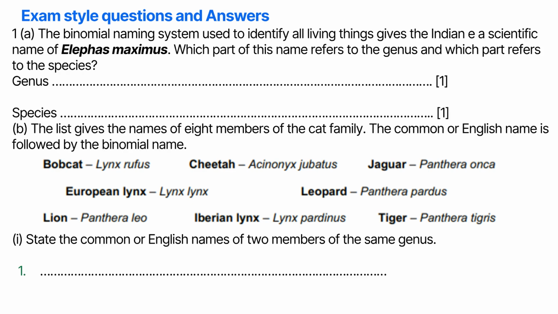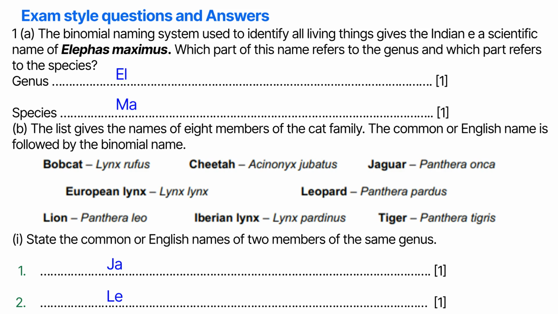Let us take a look at an exam-style question. You can pause the video and give it a try. Here are the answers to the questions. Genus is Elephas, and the species is maximus. For part B, jaguar and leopard share the same genus.